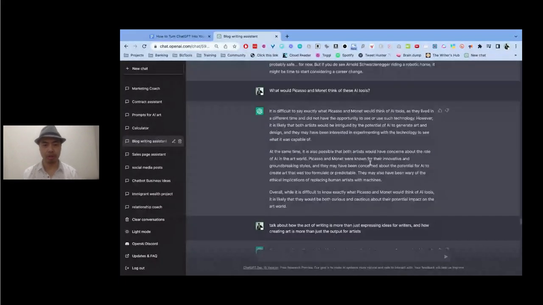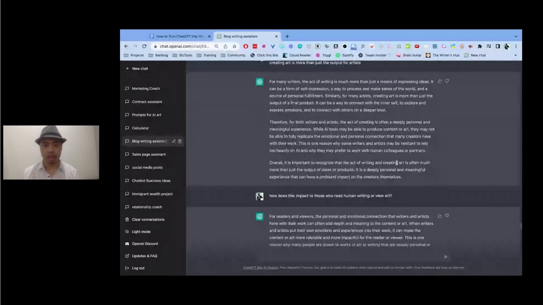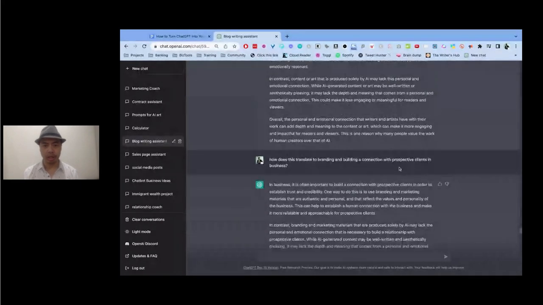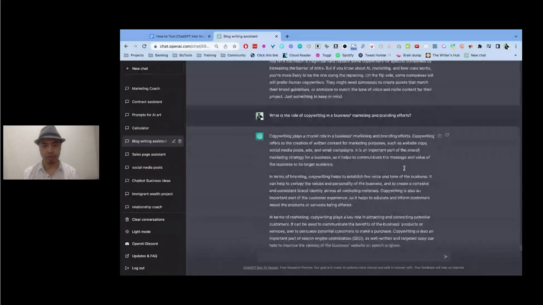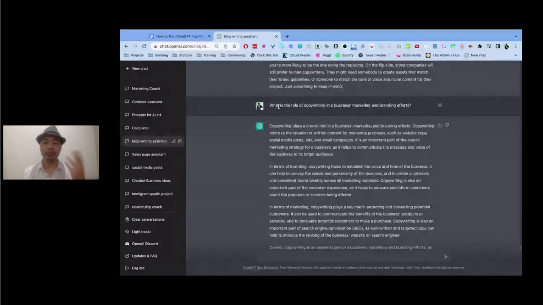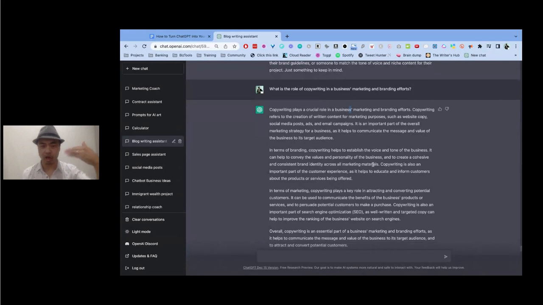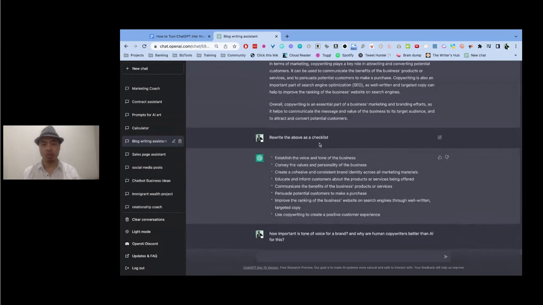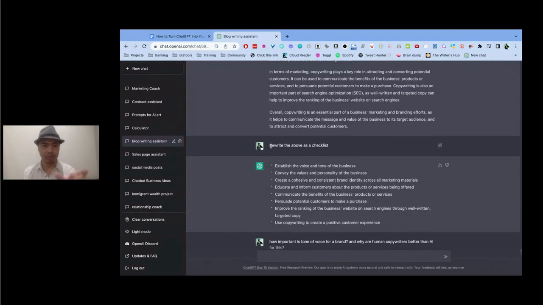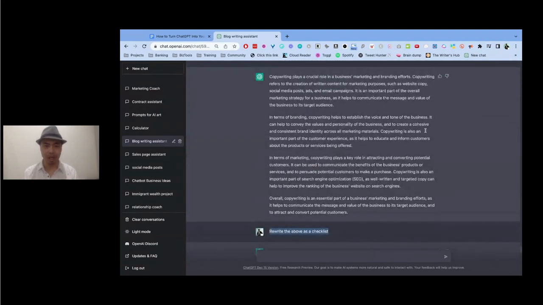And let's go down to, okay, what is the role of copywriting in a business's marketing and branding efforts? Okay, because the article is about copywriters, and then it gets into that and explains how copywriting is important for branding and marketing. And then here's a nice little trick or prompt you can use to essentially summarize a whole string of text or multiple paragraphs into a bullet point list.